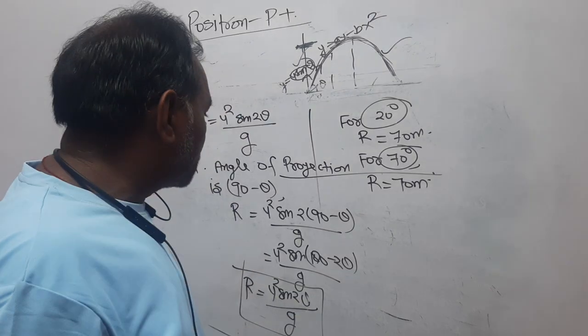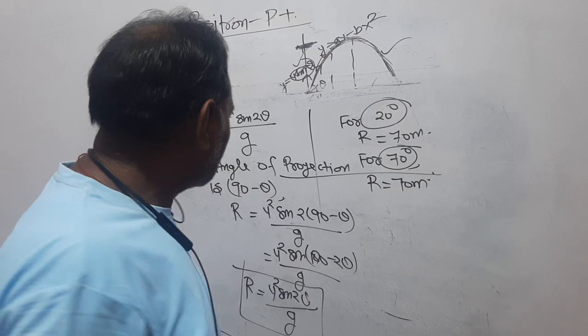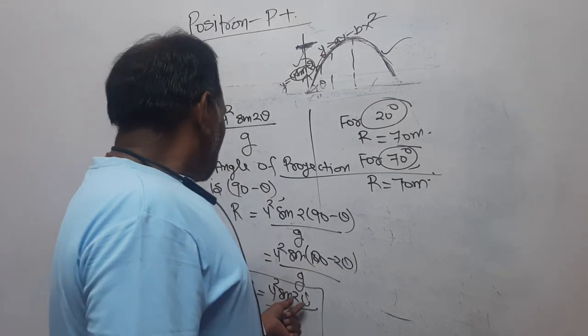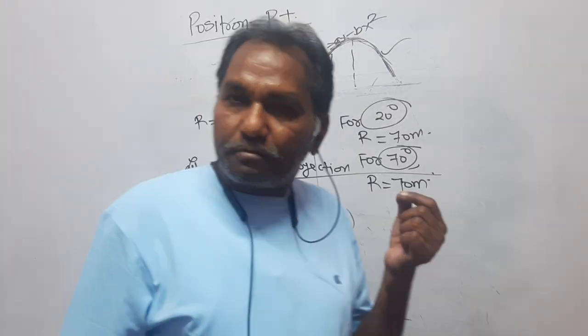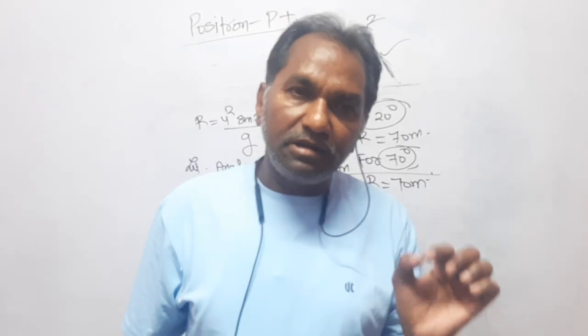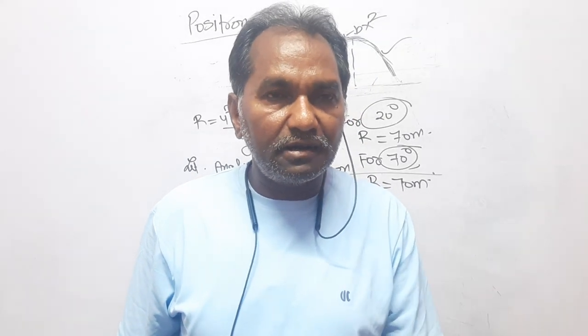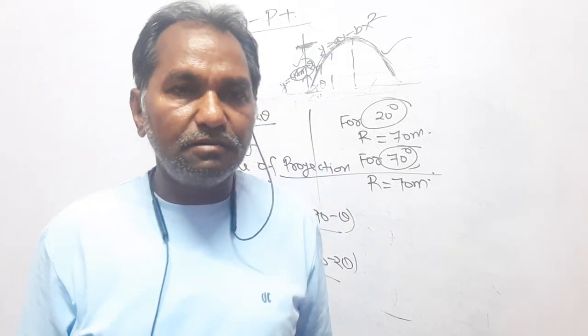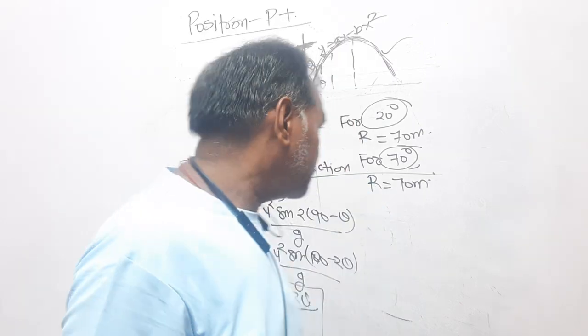Now, dear students, we got R equals u square sine 2 theta upon g, and either you project the body at an angle theta or project the body at an angle 90 degree minus theta. In both the cases, the range would be the same.